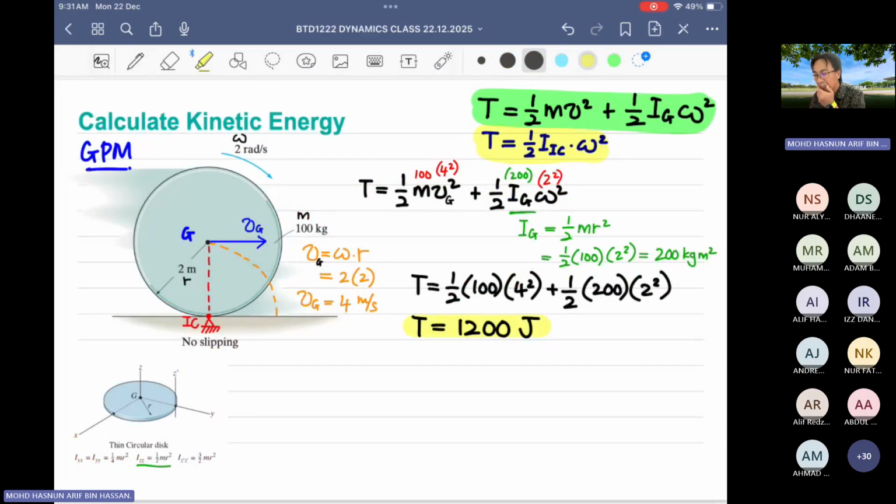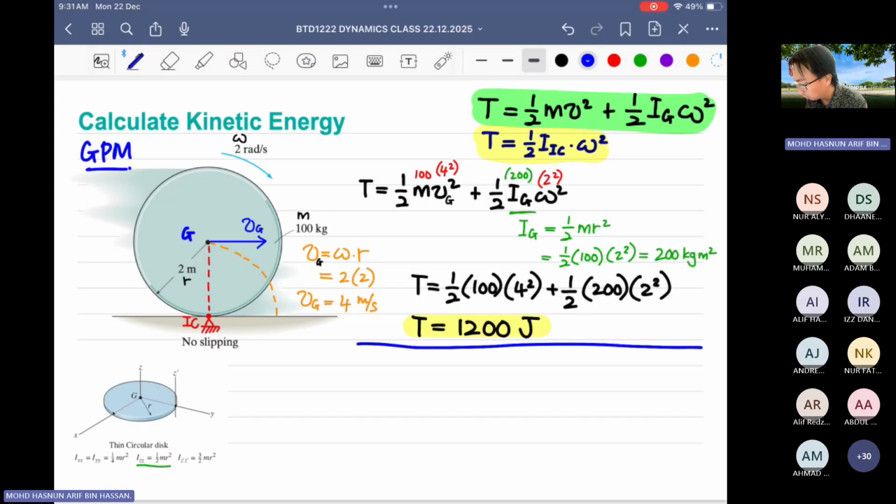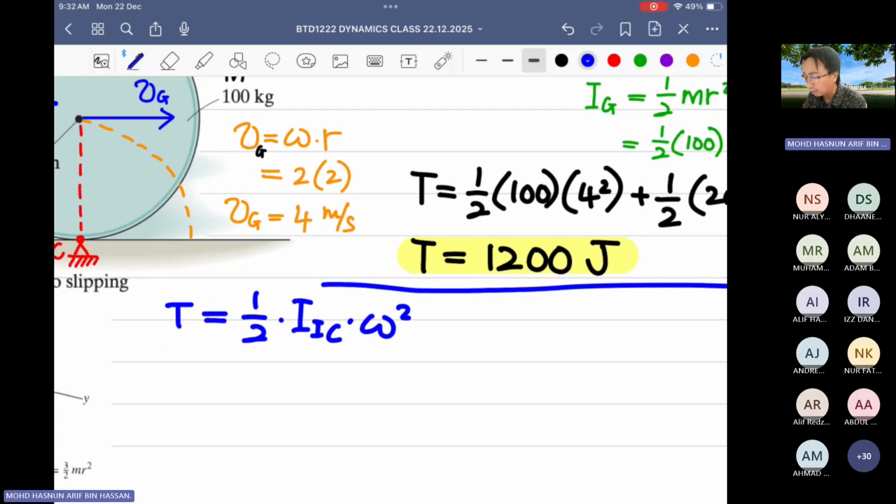Okay, that is solving using the first equation. Before we end the class, I would like to show you if we use the second equation, which is now T is equal to 1 over 2 times IIC times omega square. So now what we need to find is IIC. Let's try to calculate IIC.